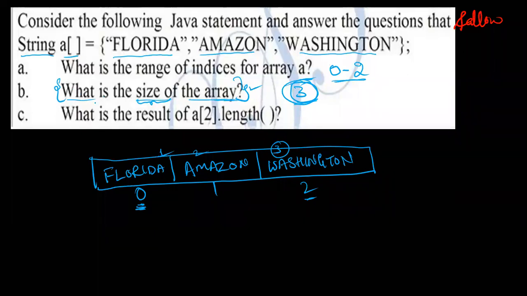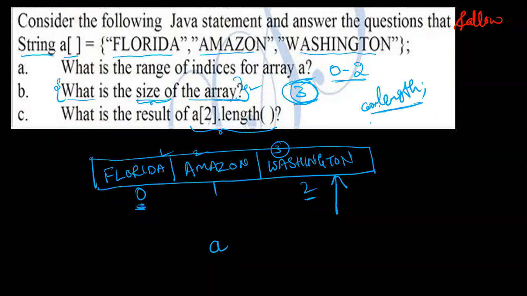Next, what is the result of A2 dot length? A2 dot length means the array in the second location. What is the second location? In array A, the index 2 is pointing to Washington. The length function, if you give it an array, will calculate how many elements are there in the array.